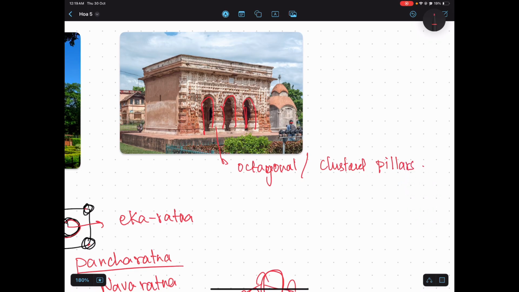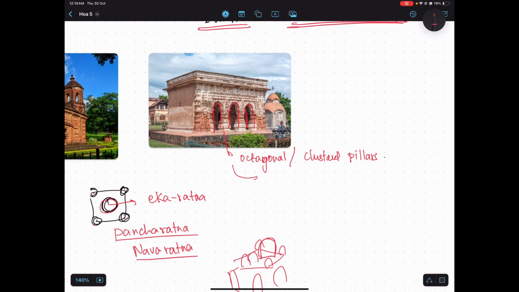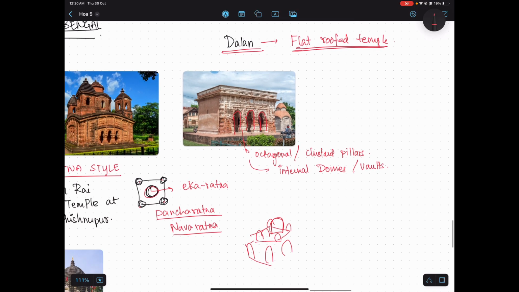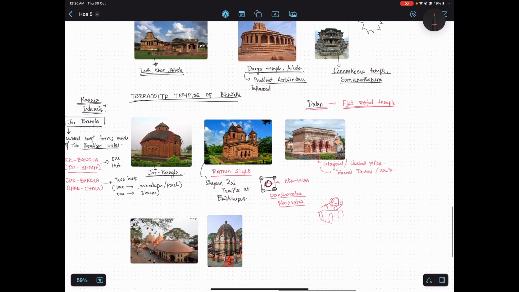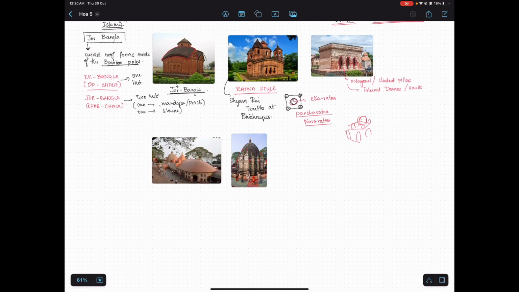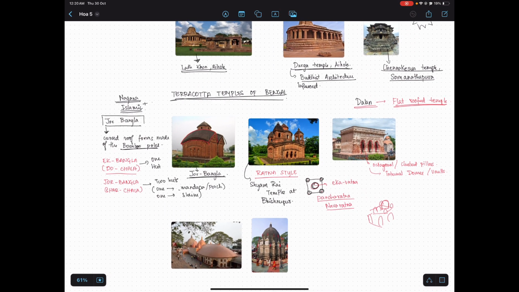And sometimes they also had internal domes or vaults. So this is Dalan. So Bengal style had three categories under them.